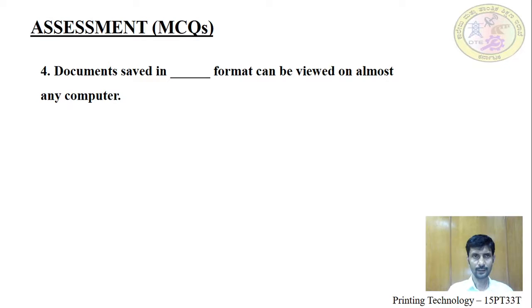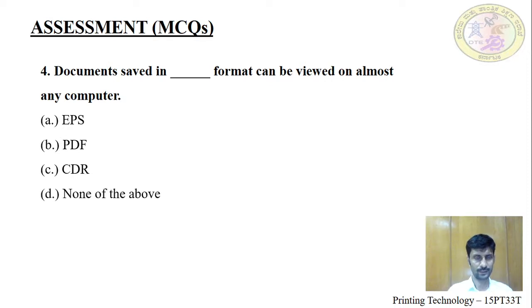Next question. A document saved in a dash format can be viewed on almost any computer. Let us see the options: .eps, .pdf, .cdr and none of the above. The clue to answer this question is that the file format should be independent of platform, or it can be opened in any other operating devices. This is the clue.